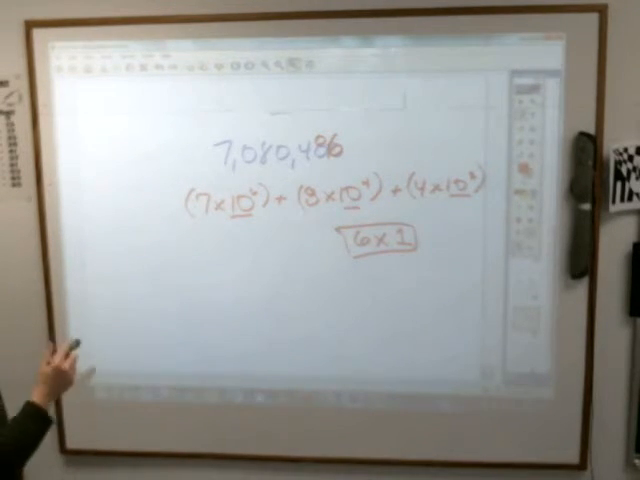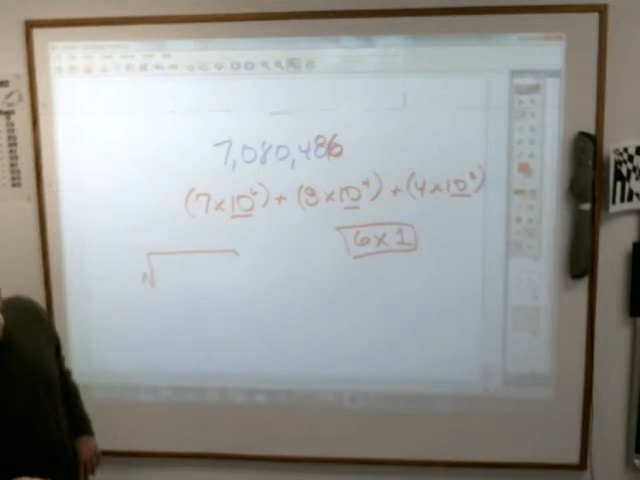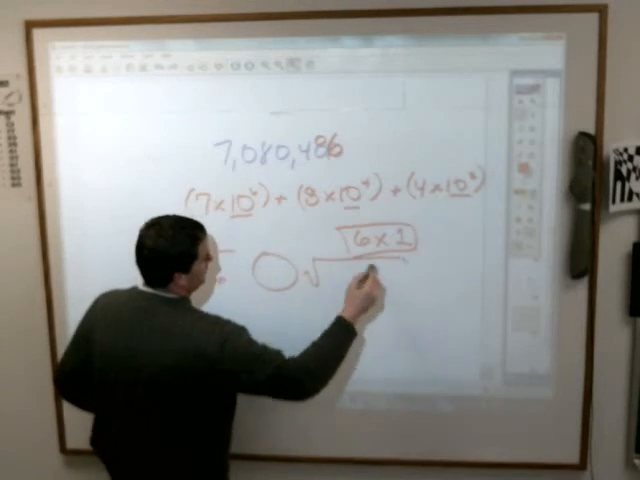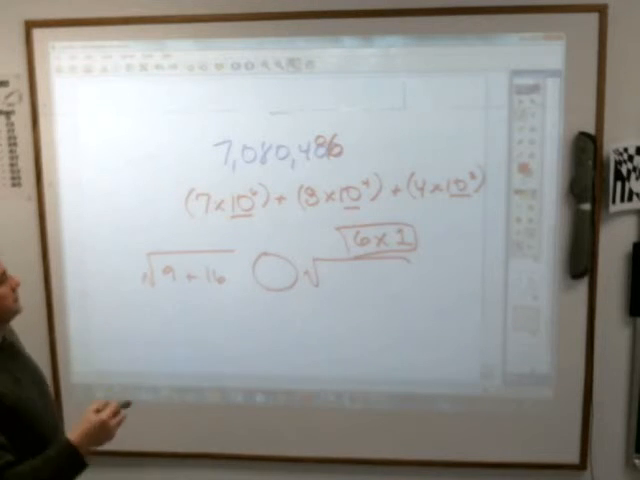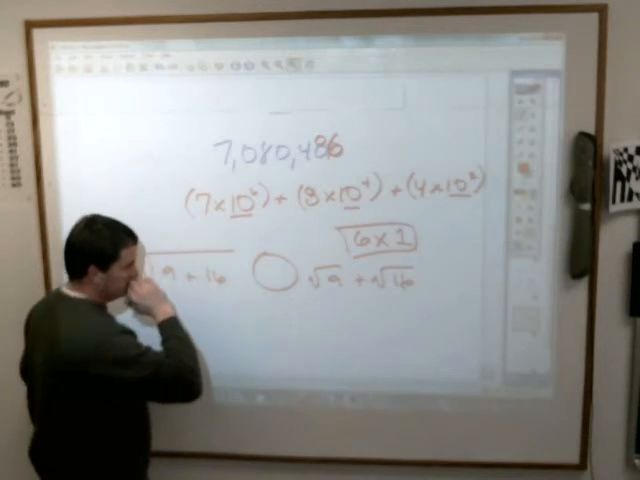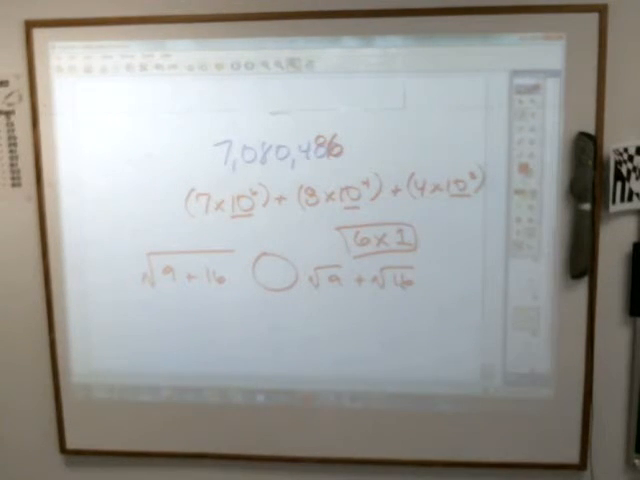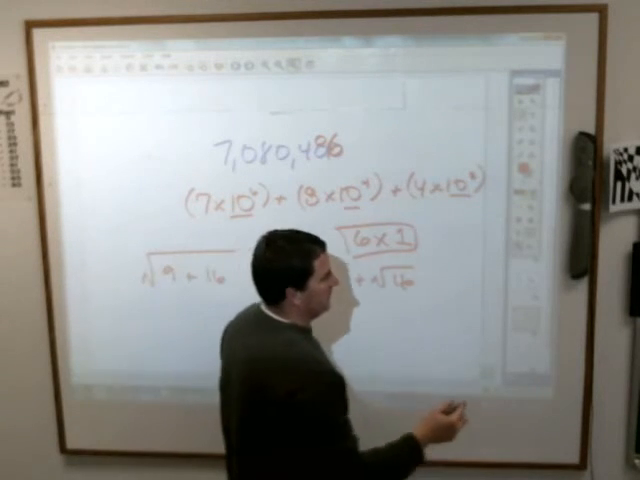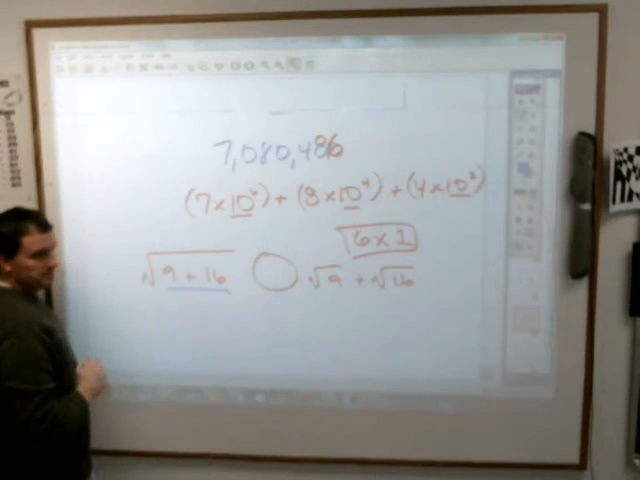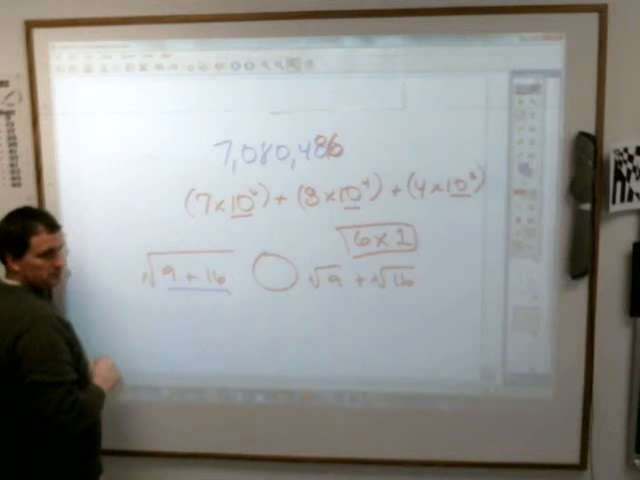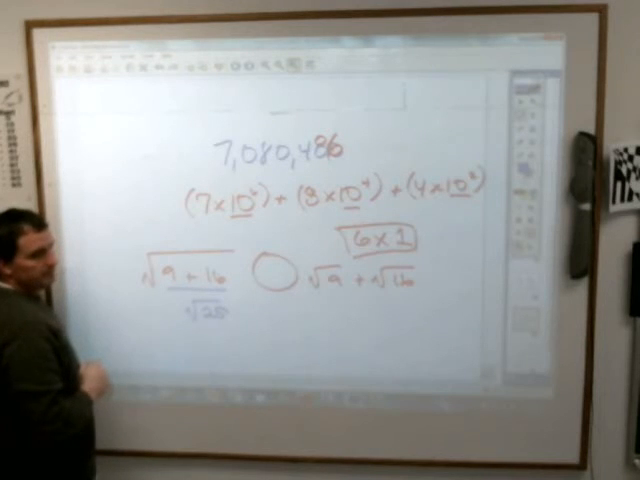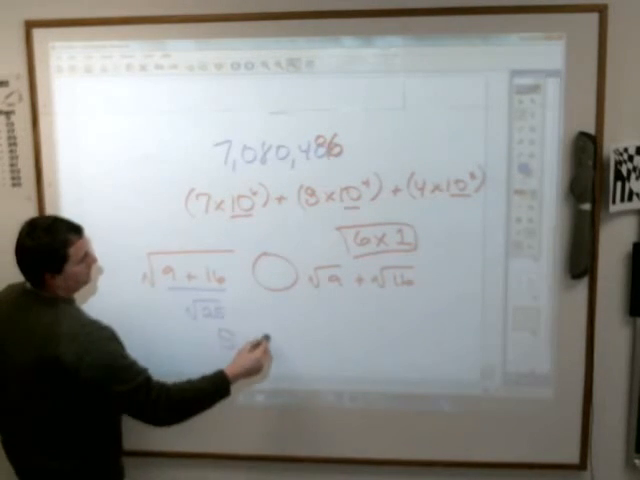And the other thing they might give you is a problem that looks like this. The square root of 9 plus 16 compared to the square root of 9 plus the square root of 16. In which case, the first thing you would do, let me ask you a question here. What is 9 plus 16? Anybody? 9 plus 16 is 25. And what is the square root of 25? 5. So you know this side is 5.